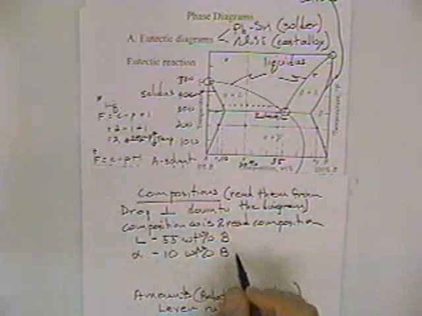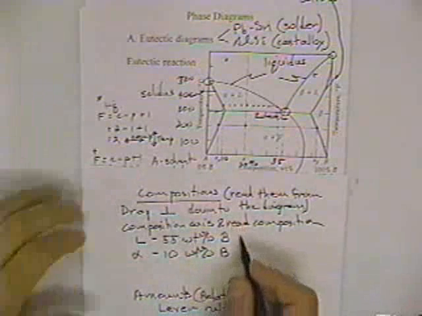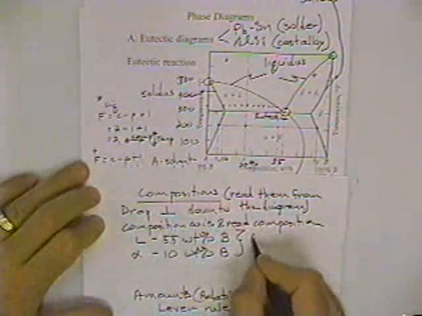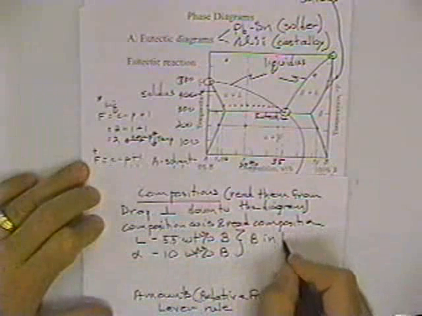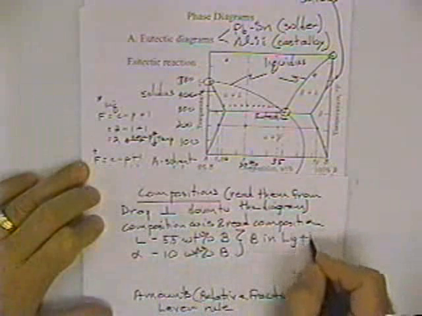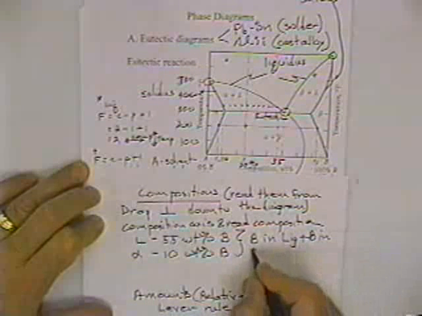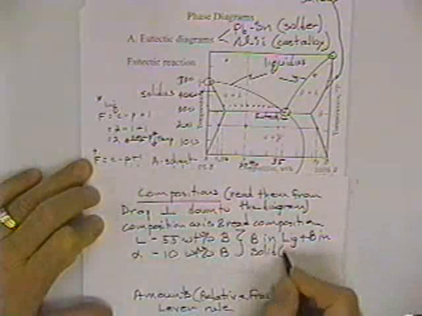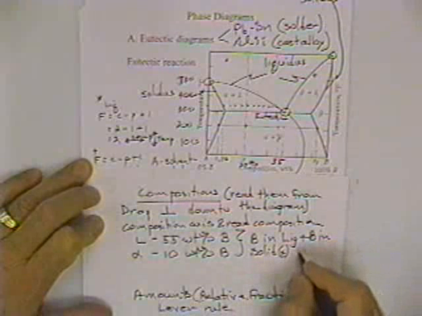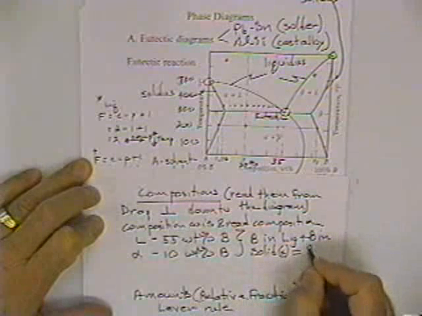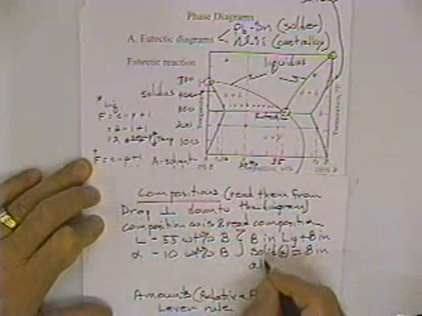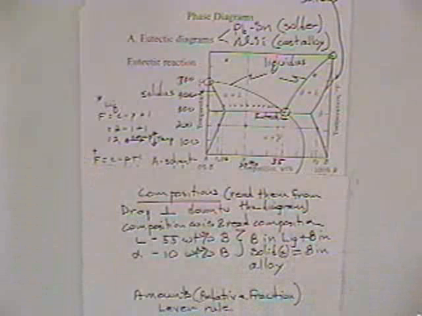Now how can it be 55 and 10 if the overall composition is 30? Well, the B in the liquid plus the B in the solid alpha must equal the B in the alloy. So if we totaled up the B in the liquid and the B in the solid, it would equal the 30 that we see right there. I hope that's clear. You might fool around with a couple of those.